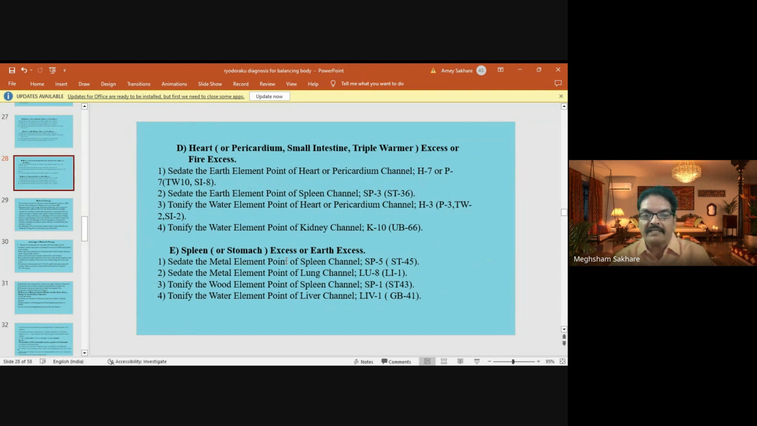Spleen and stomach axis or earth axis. Sedate the metal element point of the spleen channel, SP5, stomach 45, sedate lung 8, Li1, tonify SP1, ST2, SP1 and stomach 43, liver 1 and GB41 should be tonified. Means wood is tonified.